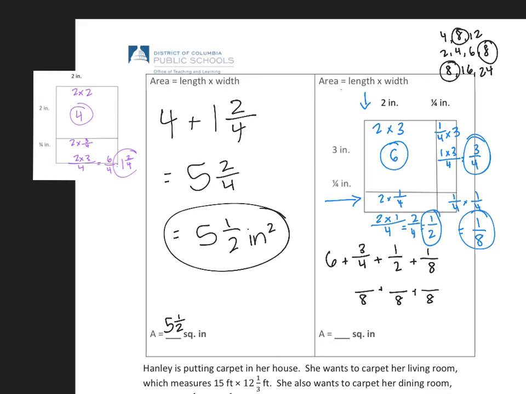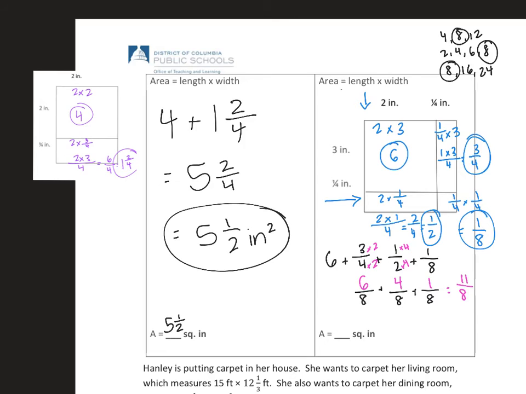And now you're just going to use multiplication to find equivalent fractions. So we're going to say 4 times what gives us 8? 4 times 2, and 3 times 2 is 6. So 3/4 and 6/8 are equivalent. 2 times what gives you 8? 2 times 4, and 1 times 4 is 4. And then, of course, this will stay the same because it already has the denominator of 8. So if I add these up together, I'm going to get 11/8.